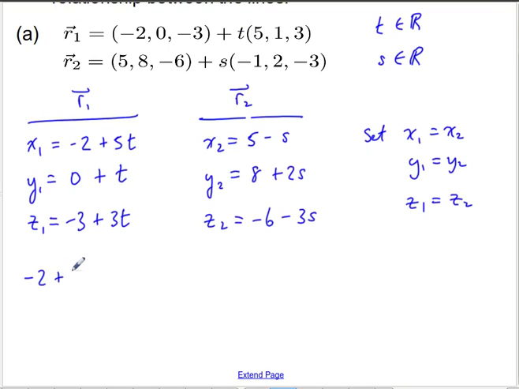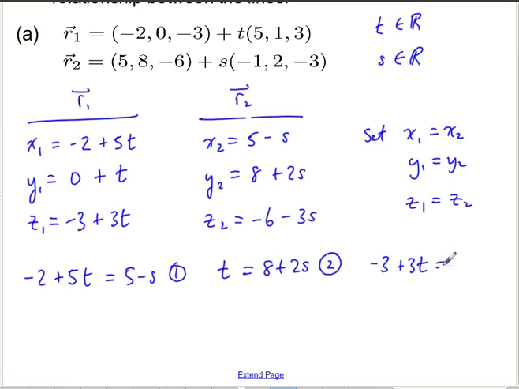Negative 2 plus 5t is equal to 5 minus s. And that's going to be equation number 1. Then for the y coordinates, I end up with t is equal to 8 plus 2s. Call that equation 2. And then for the z, I end up with negative 3 plus 3t is equal to negative 6 minus 3s, and call that equation number 3. And how about I do a better job of writing the number 3?